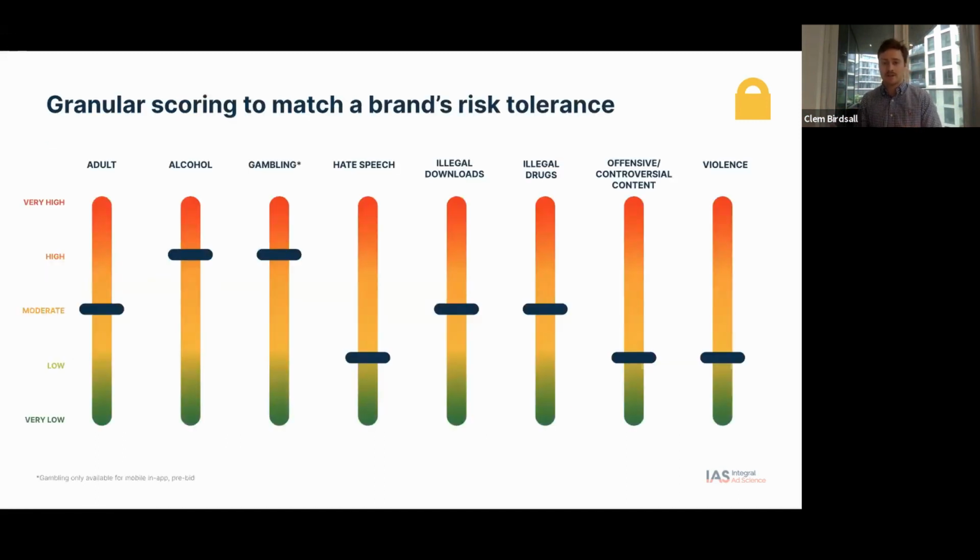So what IAS offers is 8 different content categories and 5 different levels of risk that you can set against those. So for each brand we recommend to set your thresholds and understand what is safe for you, what's suitable for you, and after we deliver ads out, seeing what the reporting is and optimizing towards places that are most safe and suitable for what your brand is looking to do.